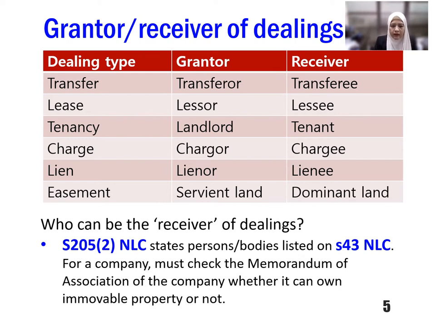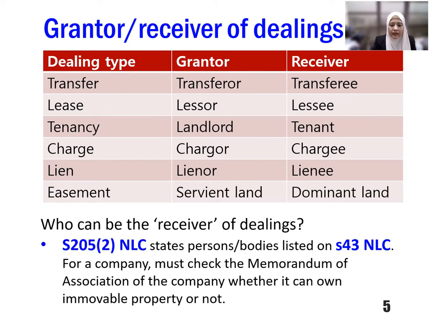Second, we have lease. Okay, lease. The grantor of lease, we know him or her as lessor, the receiver, lessee. Tenancy: the grantor is landlord, the receiver is tenant. Okay, charge: charger is the grantor, chargee is the receiver. So again, this is where students make mistakes regarding banks. They say the charger is the bank. No, okay. The charger is the land proprietor because he owns the land. So he charges the land to the bank. So the receiver of the charge is the bank, the chargee. So charger is the proprietor, chargee is the bank, for charge.